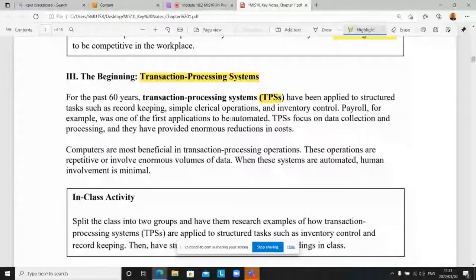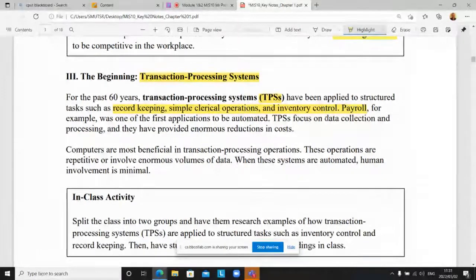Let's have a look. Let's choose some words here that will be directly related to a transaction processing system. I already mentioned one is an ATM, for example. But you have simpler transaction processing systems within a company. And here we go. Record keeping, inventory control, payroll.